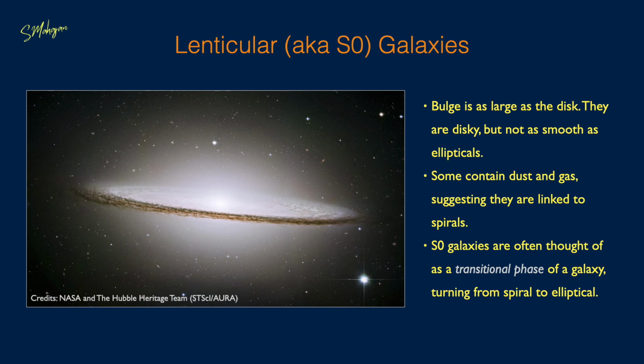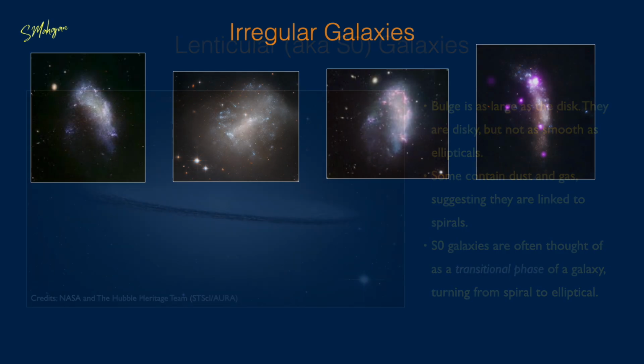Next in line are the lenticular or S0 galaxies. These are believed to be a transitional class somewhere in between the ellipticals and spirals. They have a bulge which is as large as the disk, but their disks are not as smooth as ellipticals. Some of them may also contain dust and gas, suggesting they may be linked to spiral galaxies.